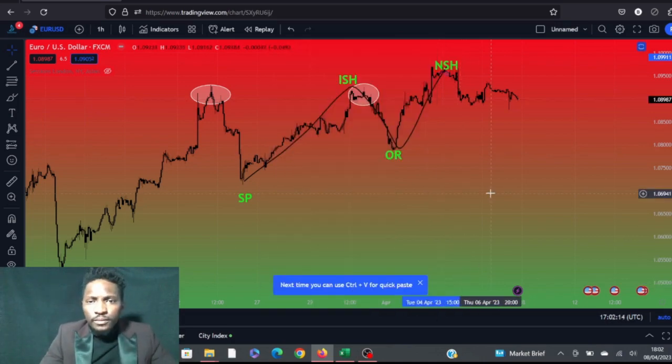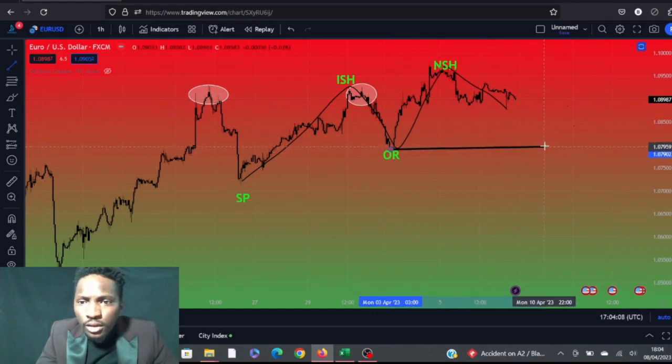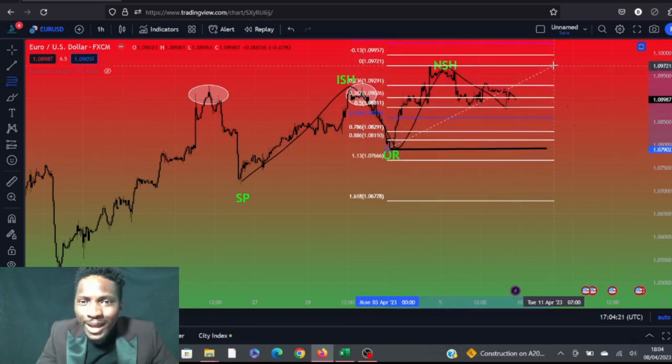Now we know that we have two different rules for the outside return of a bullish structure. The first rule is that the outside return of a bullish structure cannot go below the previous starting point, or in this case, the previous outside return. And the second rule is that the outside return of a bullish structure must retrace to at least the 382 Fibonacci retracement of the previous impulse leg. In this case, the impulse leg from the outside return to the new structure high needs to come in and touch at least the 382 Fibonacci retracement.